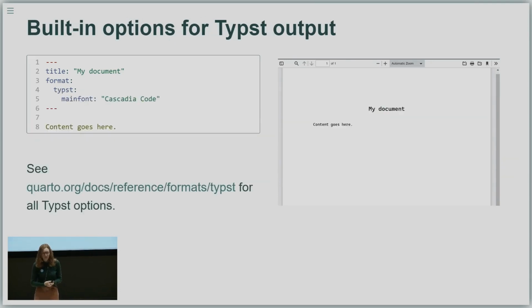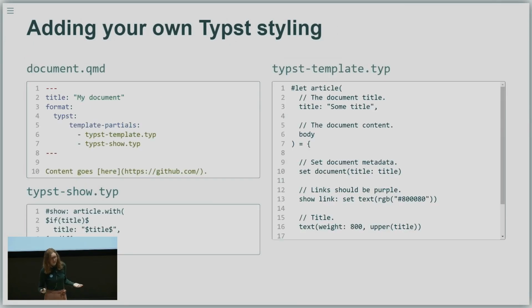There are also some built-in options for Typst output in Quarto, so you can do things like change the font. I think the options for Typst currently are still a little bit more limited than LaTeX. So you might, again, want to add your own styling. Okay? And I'm hoping that you can see parallels between the two here. So you're, again, saying the format is Typst, and here's some extra files.